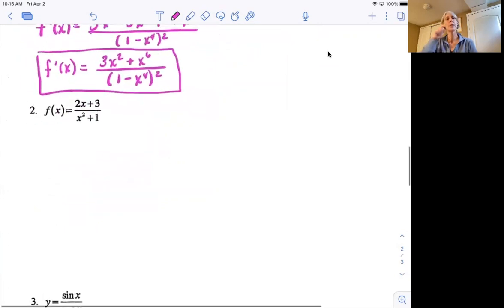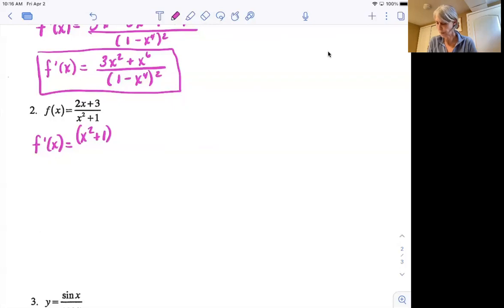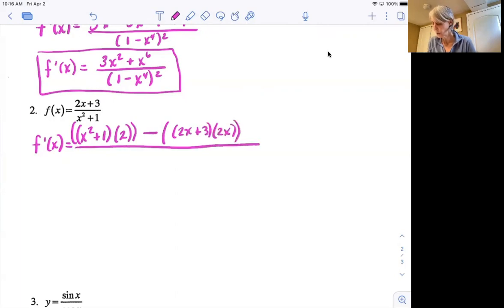Let's try another one. f of x equals 2x plus 3 over x squared plus 1. There's nothing I can really do. Can't simplify anything first, so I have to use the quotient rule. The bottom times the derivative of the top minus the top function times the derivative of the bottom over the bottom squared. Clean up that numerator.